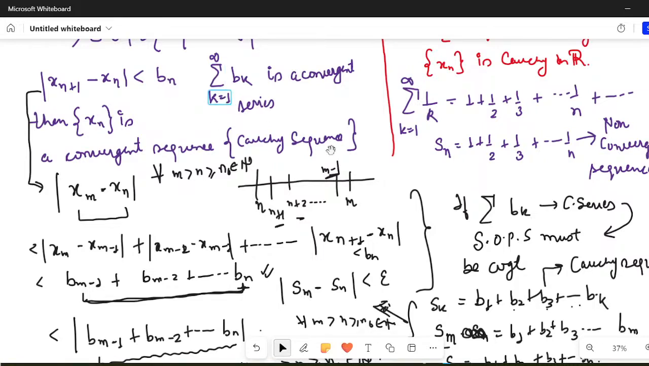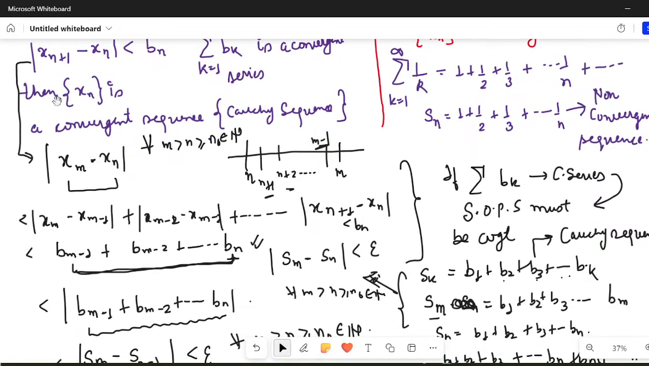Again, I'm reiterating how. For understanding that it is a Cauchy sequence, let us first take an estimate of |xm minus xn|. So if I'm taking the estimate of |xm minus xn|, then what would it be equal to? It would be equal to |x_{m} minus x_{m-1} plus x_{m-1} minus x_{m-2} and so on plus x_{n+1} minus xn|. This is something that I have already done in previous steps also. This would be less than b_{m-1}, plus b_{m-2}, and so on up to bn.